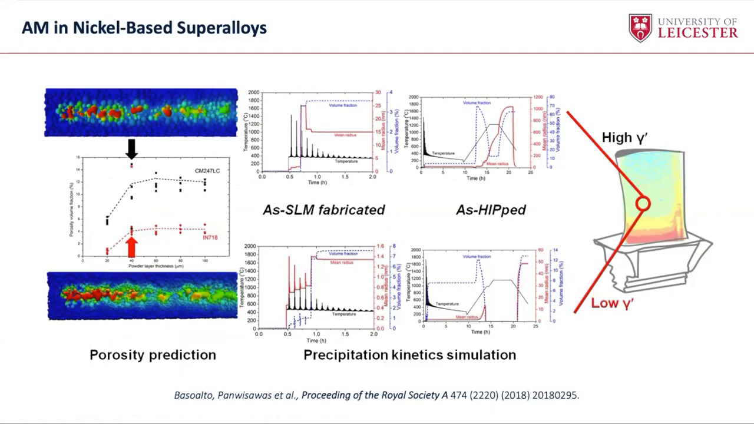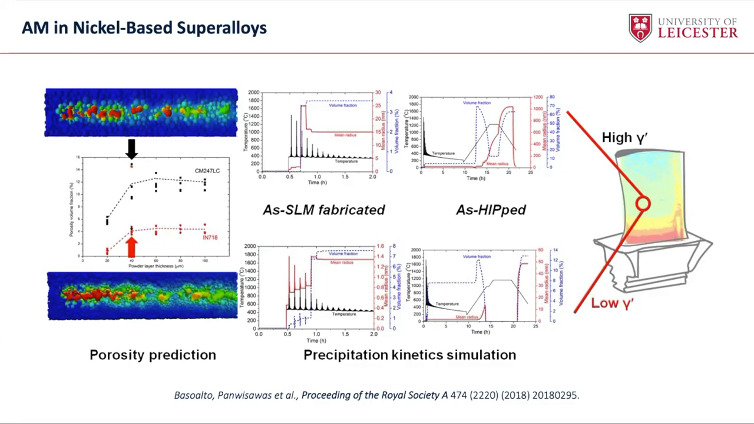These are the two extremes, I mean, nickel-based superalloys, one of which actually has a lot of gamma prime former or secondary phase former. The other one actually has less. And then you will see that the behavior of these in the precipitation kinetics and also the porosity level is different.